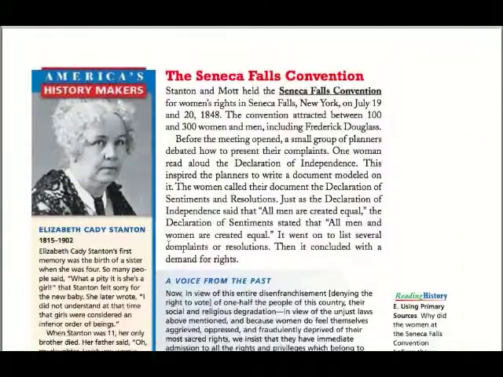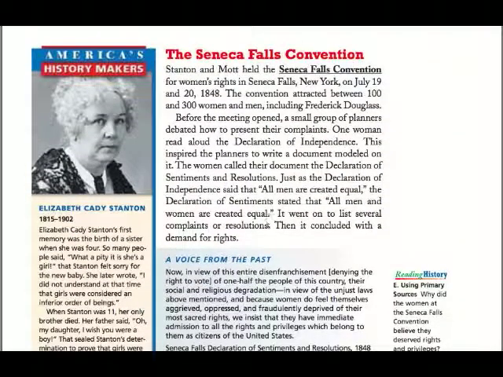The Seneca Falls Convention. Stanton and Mott held the Seneca Falls Convention for Women's Rights in Seneca Falls, New York on July 19th and 20th, 1848. The convention attracted between 100 and 300 women and men, including Frederick Douglass.